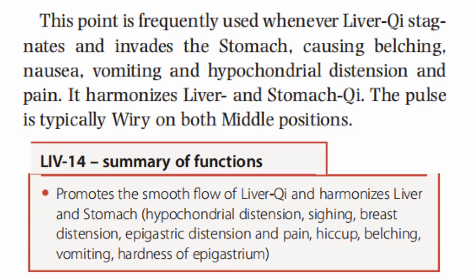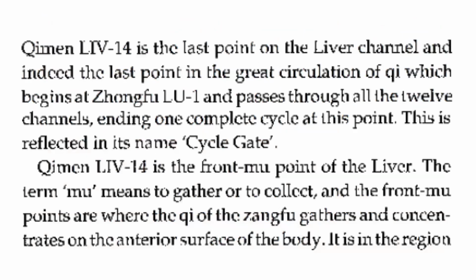Liver 14 is the last point on the liver channel, and indeed the last point in the great circulation of qi, which begins at Lung 1 and passes through all the 12 channels, ending one complete cycle at this point. This is reflected in its name, Cycle Gate. Liver 14 is the front mu point of the liver. The term mu means to gather or to collect, and the front mu points are where the qi of the Zang-Fu gathers and concentrates on the anterior surface of the body.